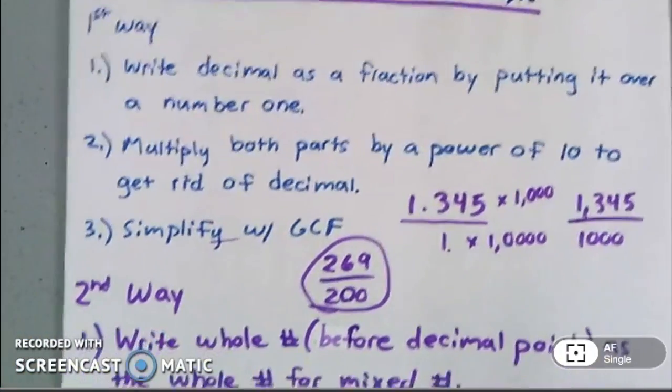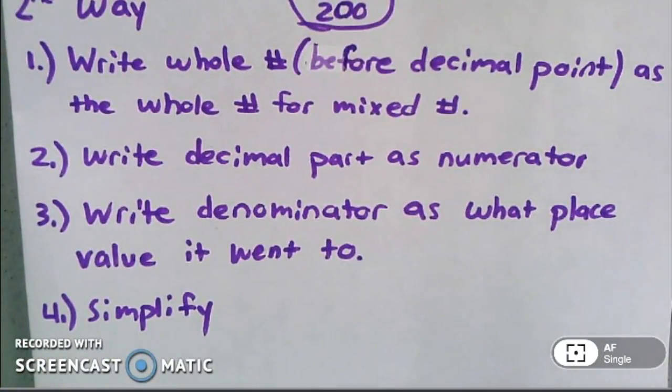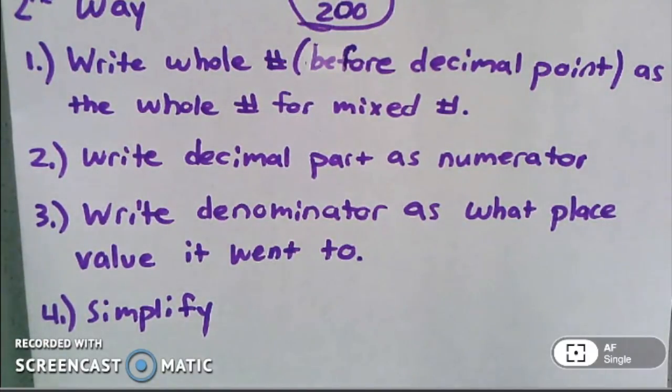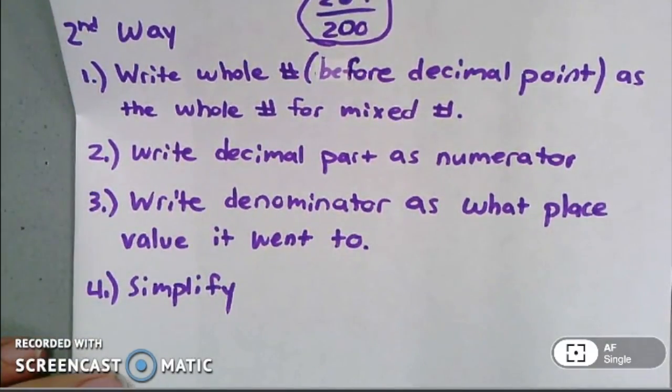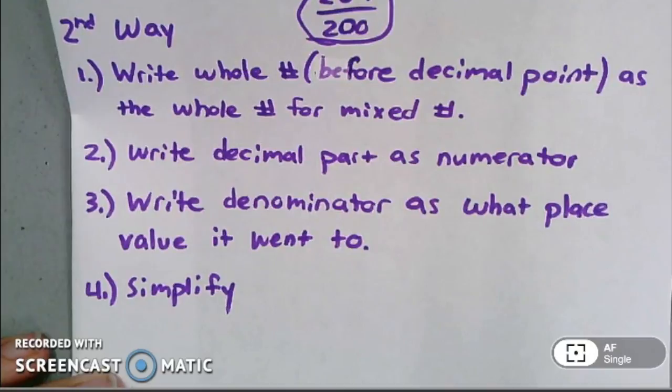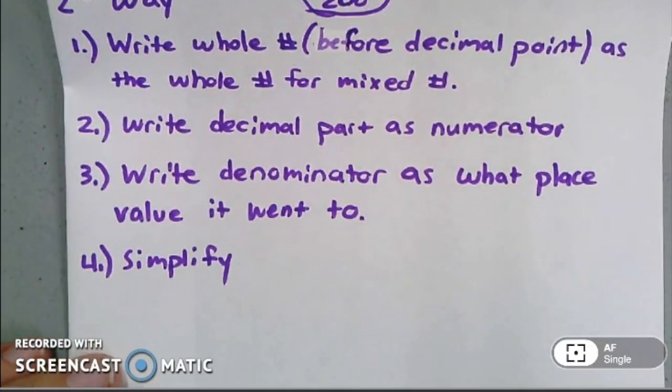All right, there's a second way to do this. For my second way, I'm going to write the whole number before the decimal place as the whole number for the mixed number, and then I'm going to write the decimal part as a numerator and write the denominator as what place value it went to and simplify. What does that look like?